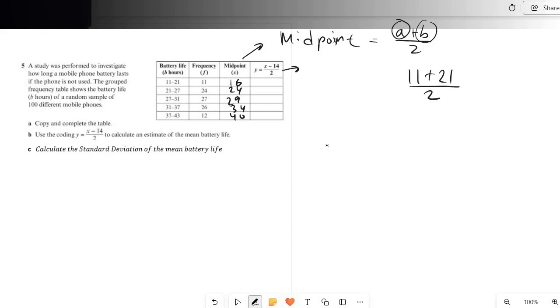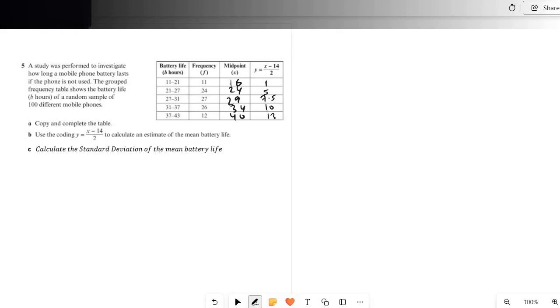Now we can apply this formula, y equals (x minus 14) divided by 2. So for the first one it is going to be (16 minus 14) divided by 2. 16 minus 14 is 2, divided by 2 is 1, so it's going to be 1. Then we have 5, 7.5, 10, and 13. And now we have completed the table. This is for part A.